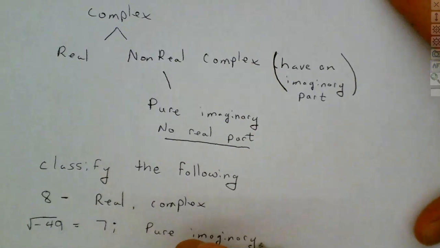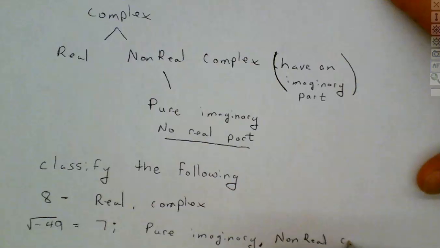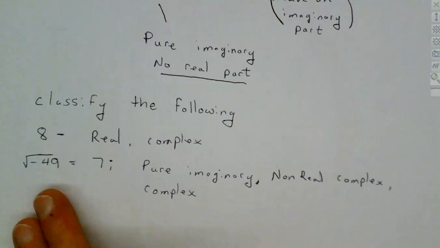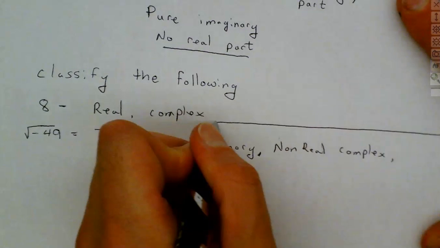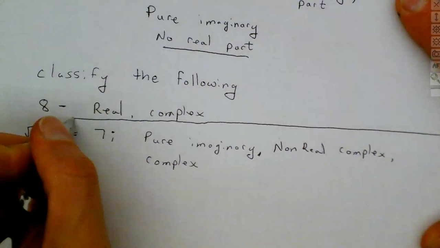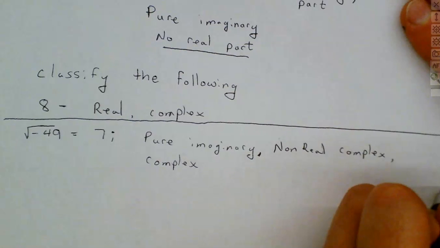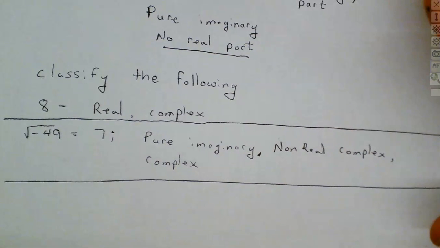This one is also non-real complex. And everything is also what? Everything is also complex. So that is how you would classify the square root of negative 49. Let's do another one.